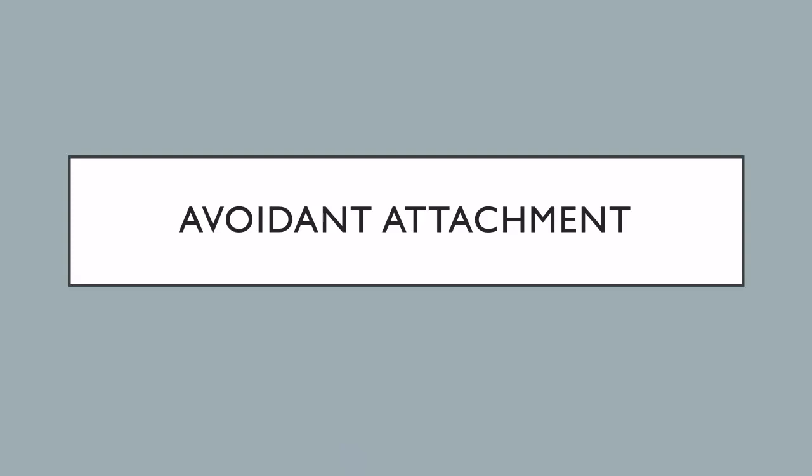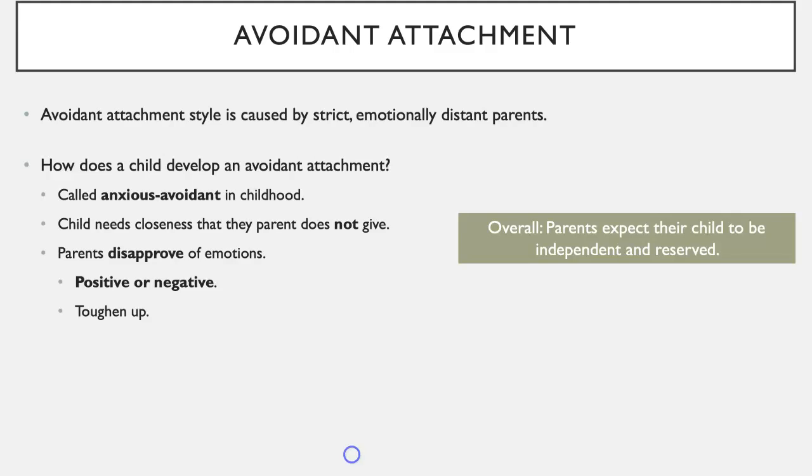Next, we have avoidant attachment. Avoidant attachment style is caused by strict, emotionally distant parents. So how does a child develop avoidant attachment? Similar to the anxious attachment, it has a different name in childhood, anxious avoidant. Basically, the child needs closeness, but their parent does not give it to them.